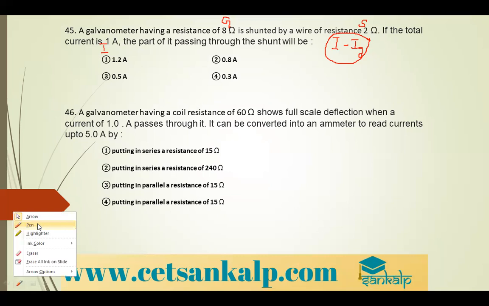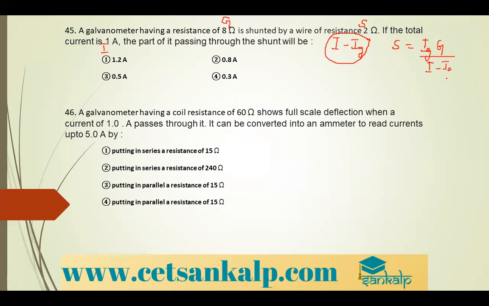ಇದು ಬೇಕಂದ್ರೆ ಟ್ರೈ ಮಾಡಿ. ಆಗ ಸೊ ಯು ಹ್ಯಾವ್ S is equal to IG divided by I minus IG. Cross multiply, S minus SIG is equal to IGG.